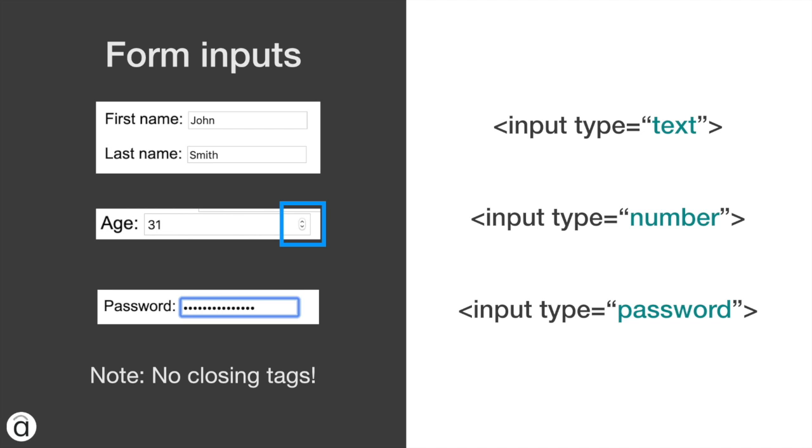However, the next one just wants numbers. So input type equals number, and you'll see from the screenshot, I've put a little blue box around. A number box provides an up-down button, so the numbers count up or down for the user rather than typing in the number.